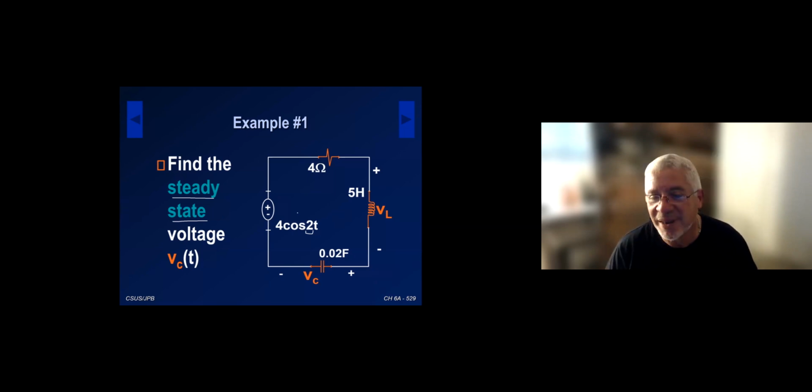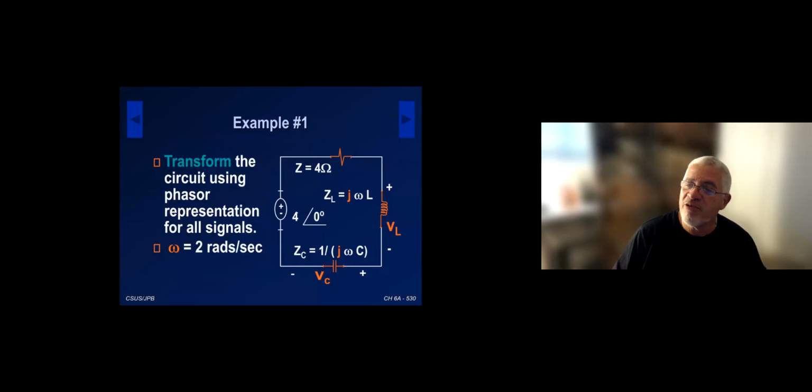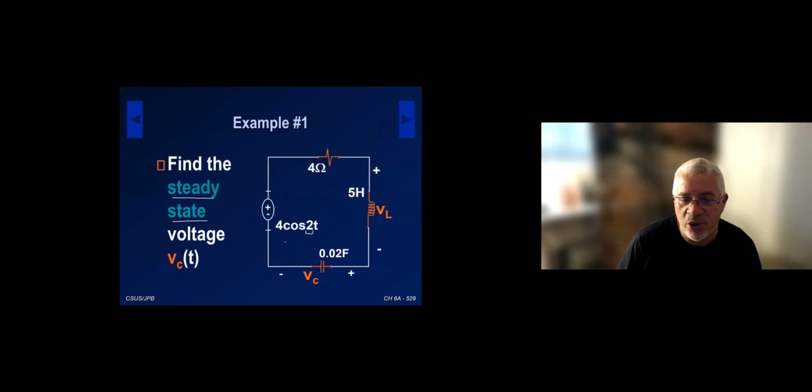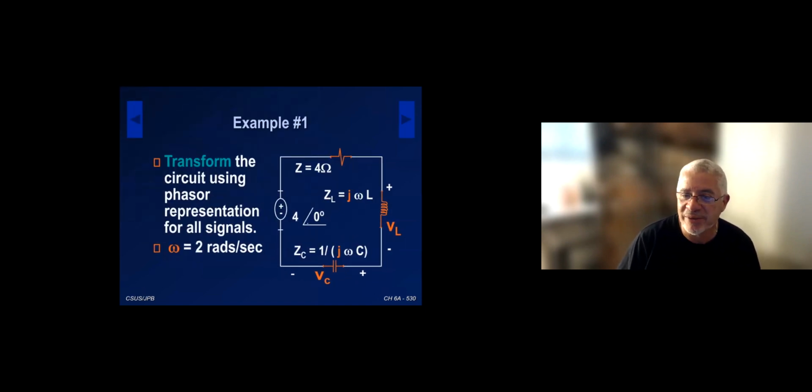So let's talk about how we do this. The first thing we do is convert all sources and all inductors and capacitors to their phasor form. The source has an amplitude of 4, the frequency is 2 radians per second, and it has 0 phase angle. So the phasor is 4 at an angle 0. That's what you got here.